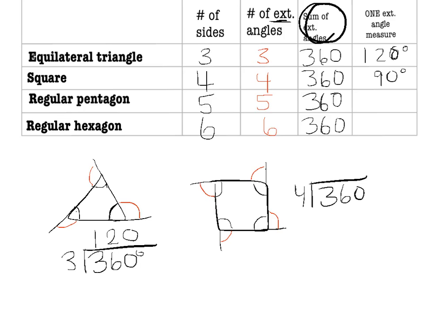The first one I'll show you is for a regular pentagon. A regular pentagon has 5 sides, so now you're going to take 360, divide by 5, you should have gotten 72 degrees. For a regular hexagon, you would have taken 360 degrees, and now divide by 6 exterior angles, that's 60 degrees.